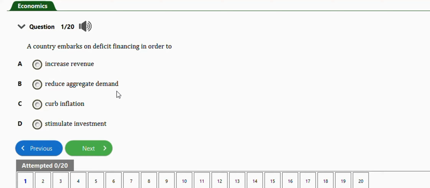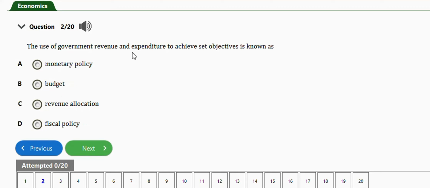reduce aggregate demand, curb inflation, stimulate investment. The right answer is option D, to stimulate investment. Very important. Next question, it says, the use of government revenue and expenditure to achieve set objectives is known as fiscal policy. Option D. Take note of this question, guys.